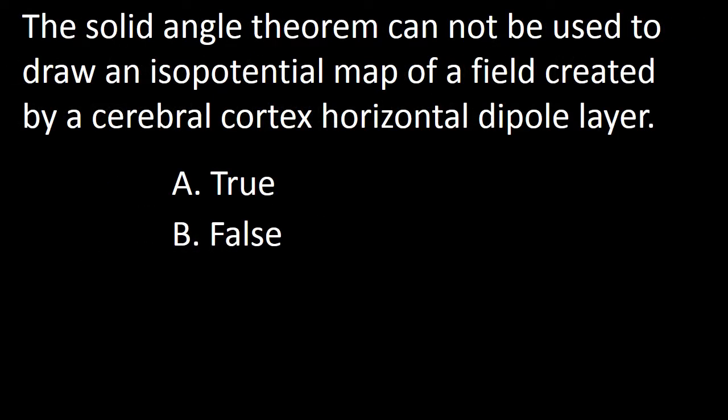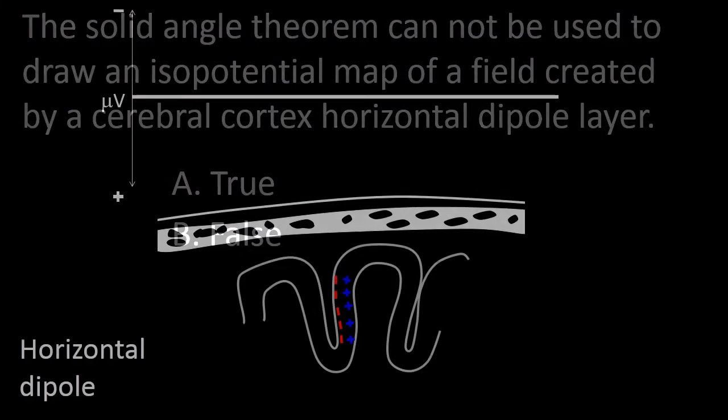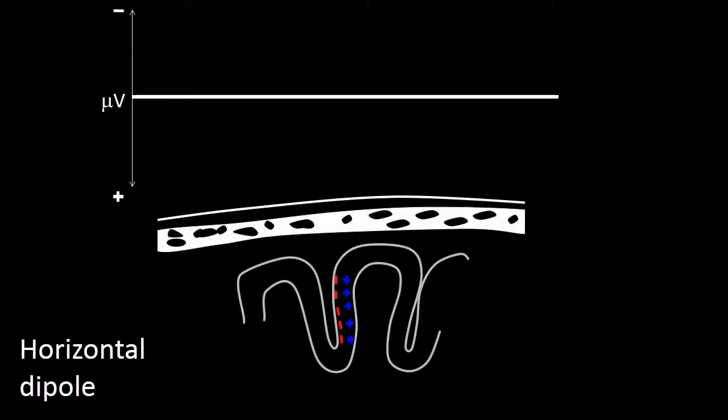Next question. The solid angle theorem cannot be used to draw an isopotential map of a field created by a cerebral cortex horizontal dipole layer. A, true. B, false. By the same token, the solid angle theorem can also explain the waves produced by a field generated at the rim of a convolution or a gyrus.